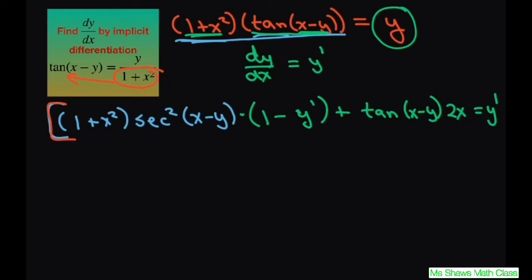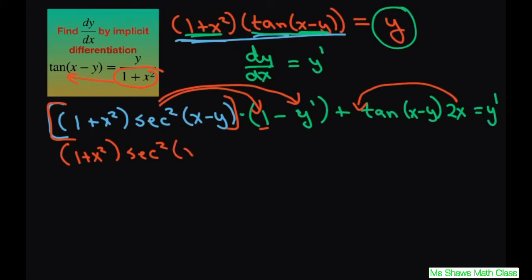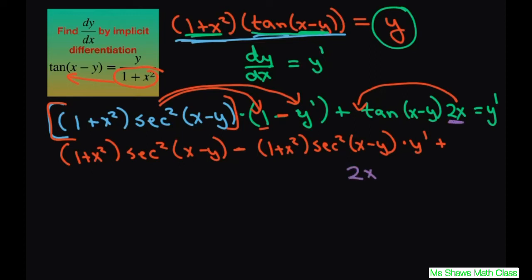Now the next step is to go ahead and distribute this whole piece, multiplying it by 1 and then by y prime. And then I'm going to move this in front here. So basically what we'll get is 1 plus x squared times secant squared of x minus y, because it's just times 1. And then we have minus, because we're distributing here, 1 plus x squared times secant squared of x minus y times y prime. And then we have plus, and I'm going to move this 2x in front, 2x times tan of x minus y equals y prime.